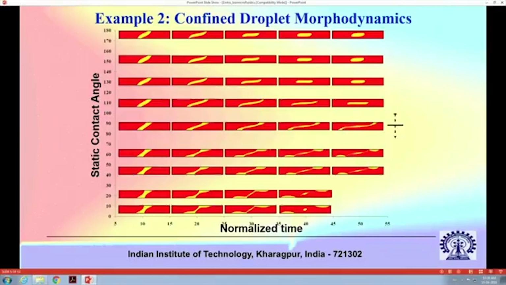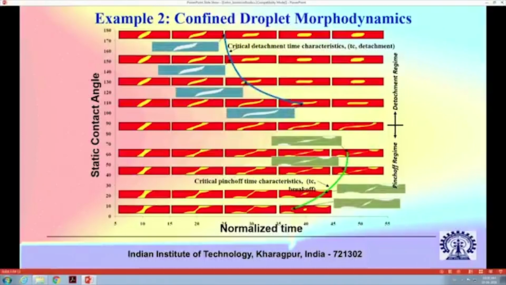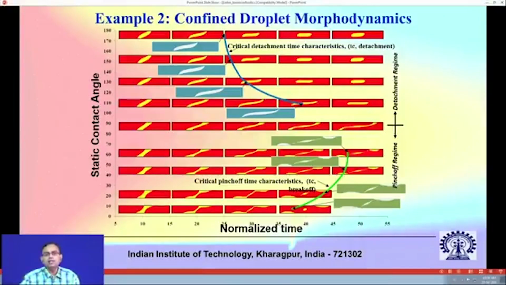In the next example, I will talk about confined droplet dynamics. This is a very interesting area, and in microfluidics droplets are studied for many reasons. I will not get into the details of this slide, but the whole idea is to let you know how a droplet morphologically evolves based on the wettability of the surface on which it sits. That diagram is shown in this slide. This is entirely a computational exercise.